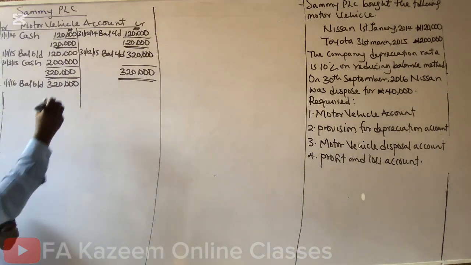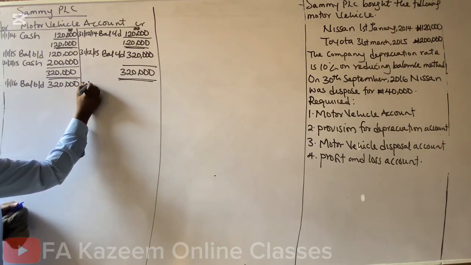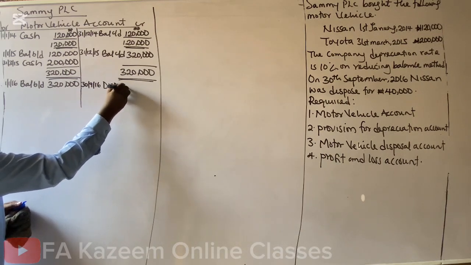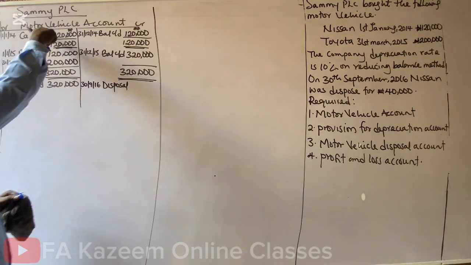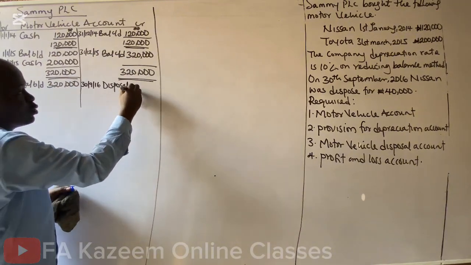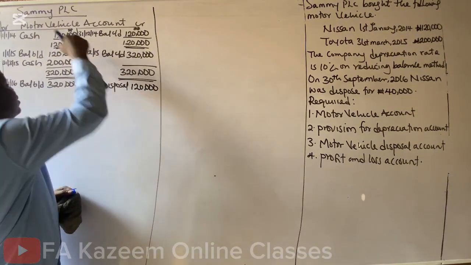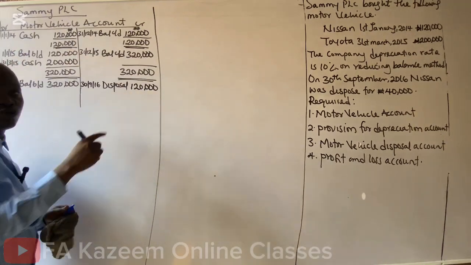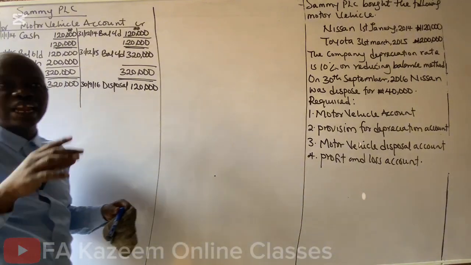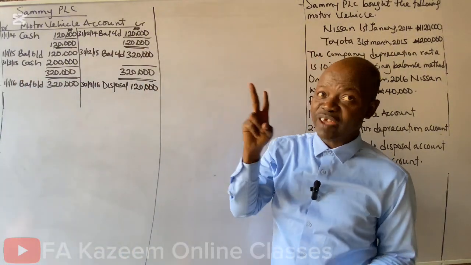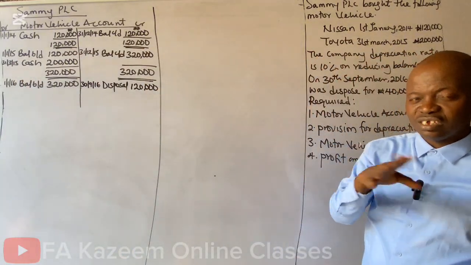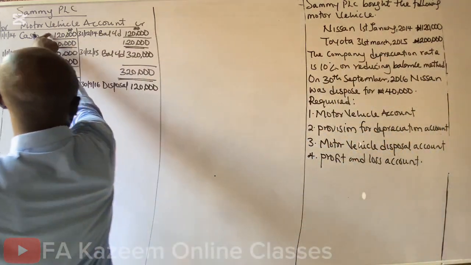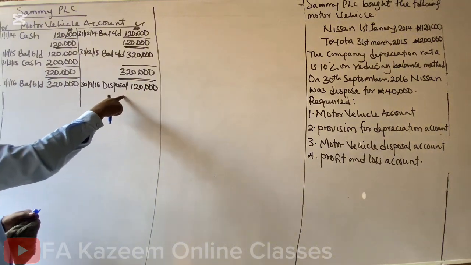How do we do that? We'll come to the other side here. 30th 9 2016, we'll put disposal. The first vehicle now should be cancelled out, which is 120. When they bought it, it was on the debit side. We have to write it off. This account is to show how many of their vehicles are now in existence. They have two vehicles. One vehicle has been disposed. You have to write off the one vehicle that has been disposed. That's why you have to bring the 120 here, not the 40,000 naira.